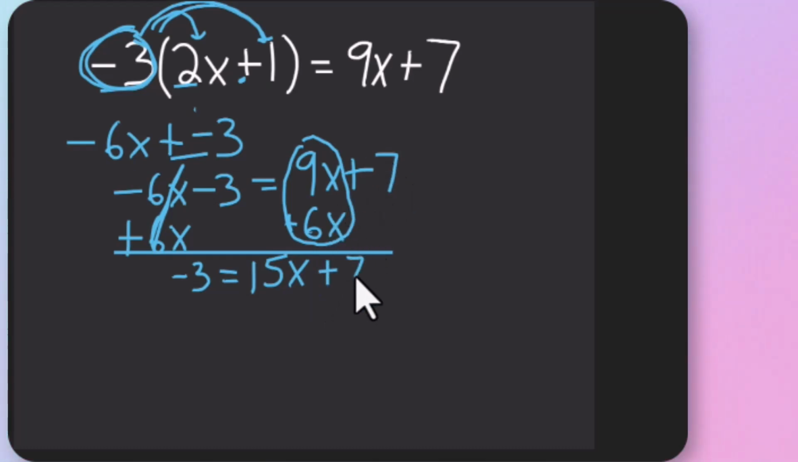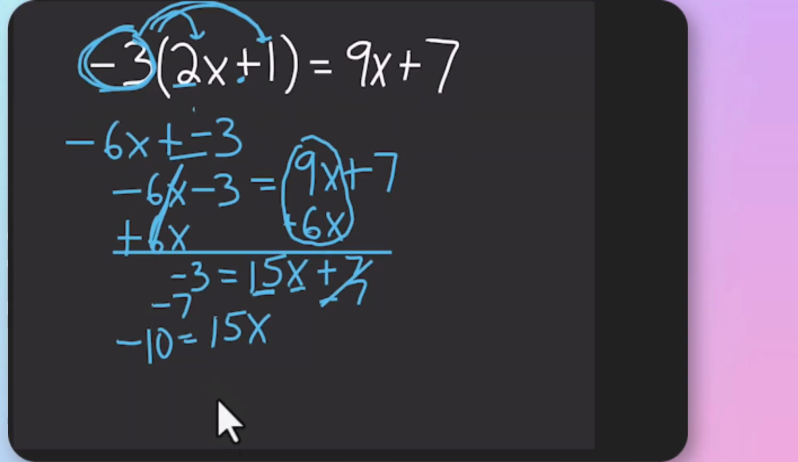Bring down that +7. Now I need to get rid of this +7 because I have the x variable there. I need to get that alone. I will get rid of the 15, but the first thing I do is get rid of whatever is added or subtracted, which is the +7. To get rid of that +7, I'm going to subtract 7. Have to do it to the left side. -3 minus 7 is -10. So that goes away. Now I have -10 is equal to 15 times x.